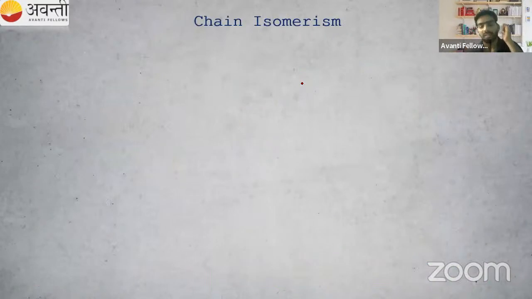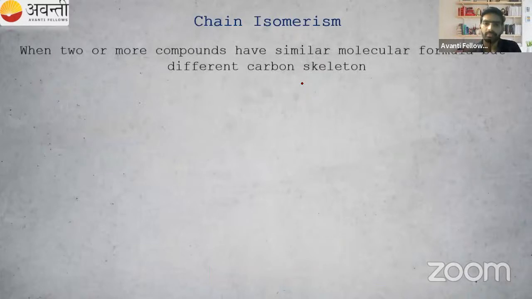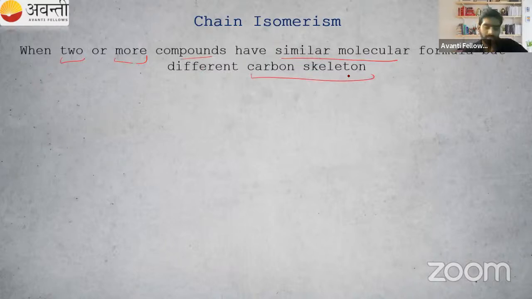So in structural isomerism, the first classification is chain isomerism. What does it say? When two or more compounds have a similar molecular formula but different carbon skeleton. Now carbon skeleton does not mean the human skeleton, but every human being has some kind of bone skeleton. What do we call skeleton? Bone. So here, carbon is the backbone of the whole of organic chemistry. So the carbon skeleton will change here. Okay?